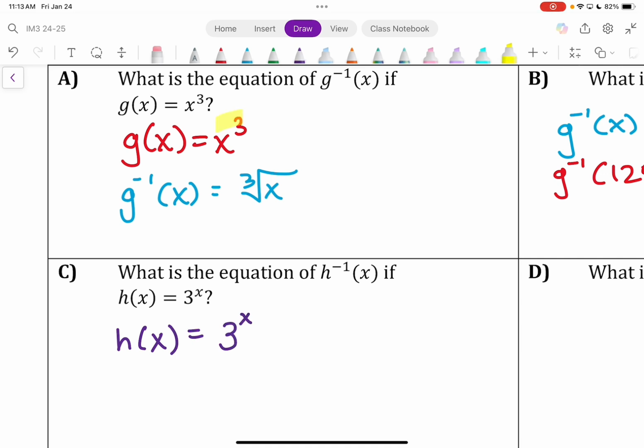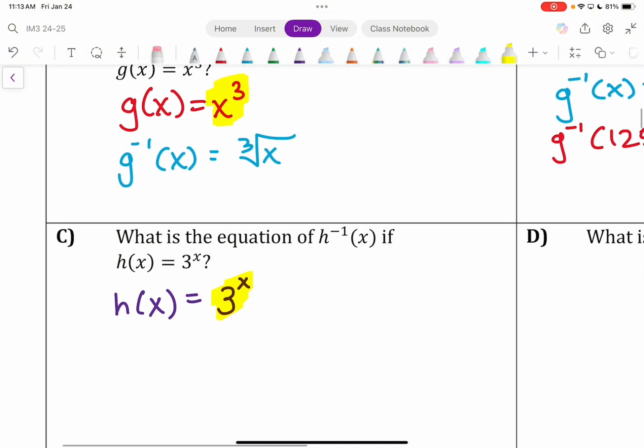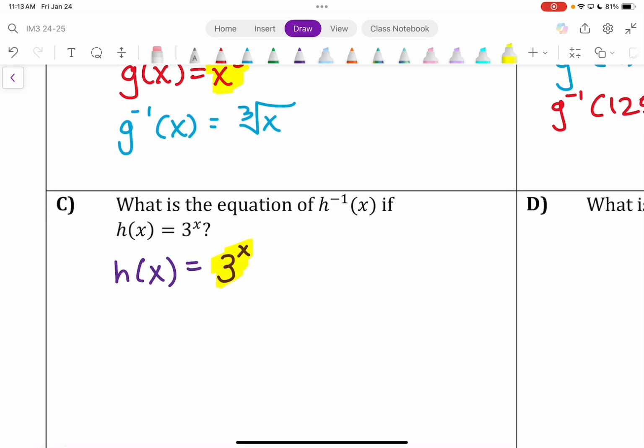Okay, now if we focus on the difference between g of x and h of x, what is the main difference between x to the 3rd and 3 to the x? Like, we have a 3 and we have an x, but are they in the same placement? No, it's like they're switched, right? Instead of 3 being the exponent, now x is the exponent. Instead of x being the base, now 3 is the base. So if we use our method of solving for the inverse, like we did in part A, then what should h inverse of x be? It would be a root. Where would the 3 go? Where would the x go?